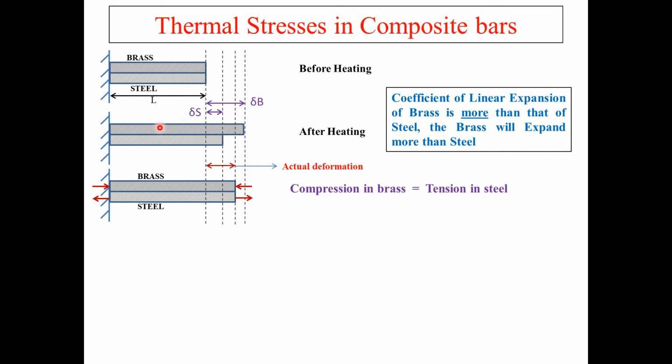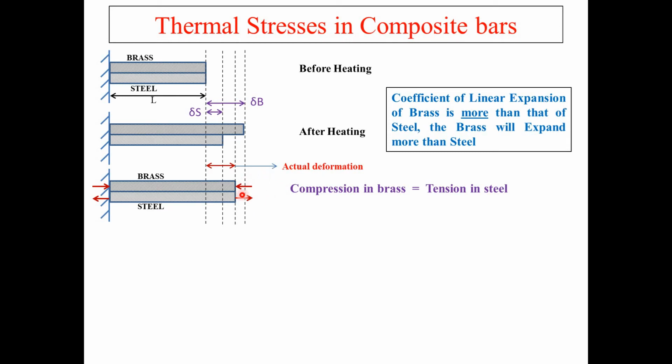Brass will try to pull the steel in the rightward direction, while the steel, having less expansion, will try to pull the brass in the leftward direction. So in that case, there will be compression in the brass and tension in the steel. In the brass there will be compression because the steel will try to pull it towards the left, and the tension in the steel is because the brass will try to pull the steel bar in the rightward direction.